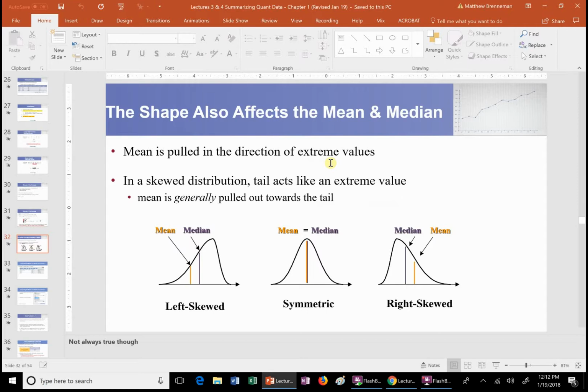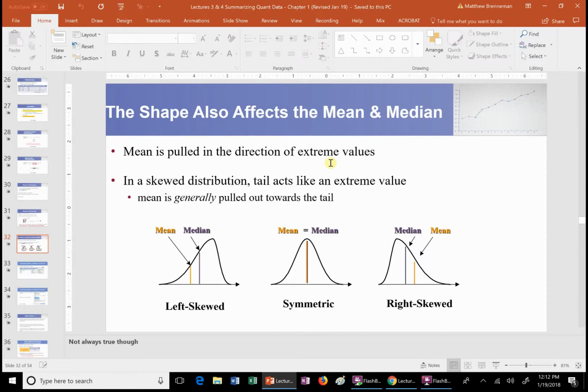I just want to illustrate how this happens in engineering, for example. If you think about a skewed distribution, the tail of the distribution acts like an outlier. It acts like an extreme value. So when you look at the median and the mean, the mean tends to get pulled out more towards the tail. This is the median, the center of the data set. 50% of the values are above and below it.